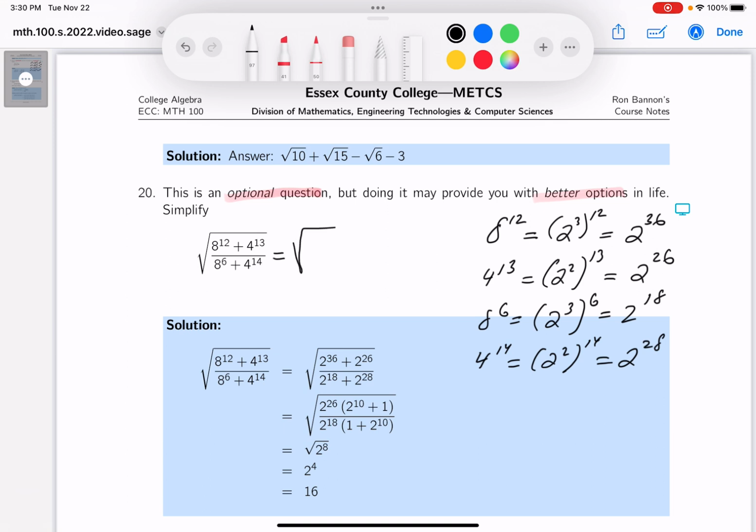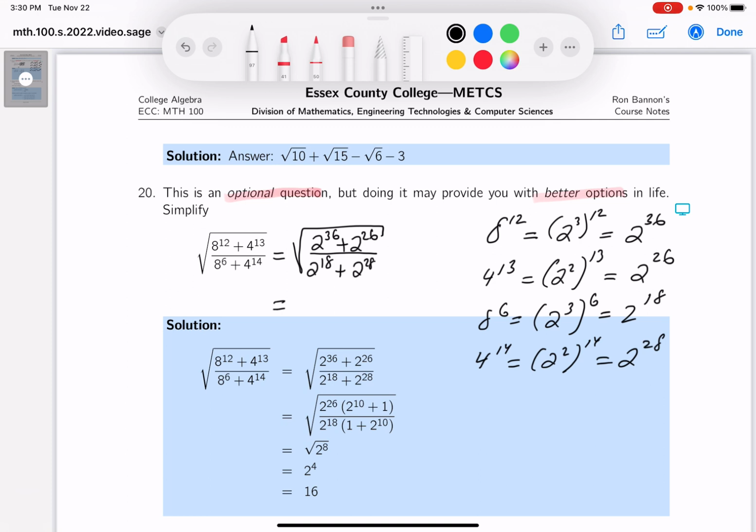So it's going to be the root, and let's be real careful about this. 8 to the 12 is actually 2 to the 36, plus 4 to the 13th is 2 to the 26. Let's do it in the bottom. 8 to the 6th is actually 2 to the 18th, and 4 to the 14th is actually 2 to the 28th.